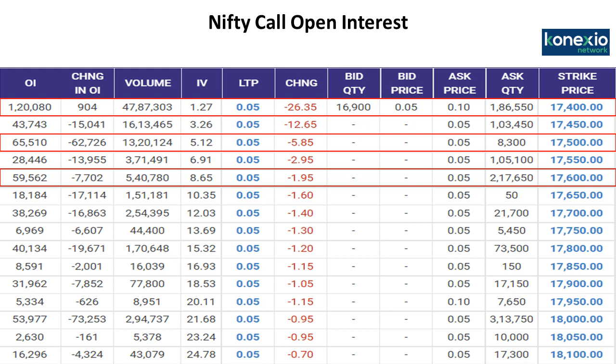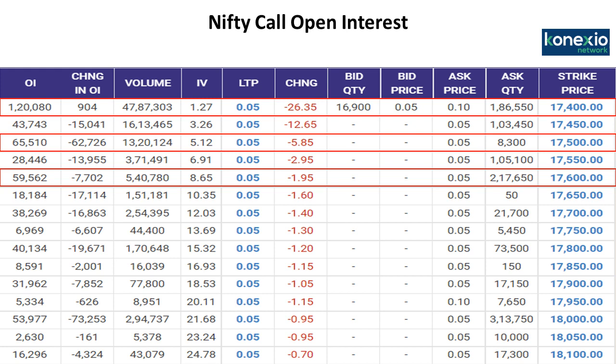And again, if there is further pullback, we might see writing of these out of the money calls for the next week. So one needs to be cautious from these levels. As we have discussed, charts are showing some sort of exhaustion or weakness at high levels. Nifty call options are also showing some sort of weakness from these levels.